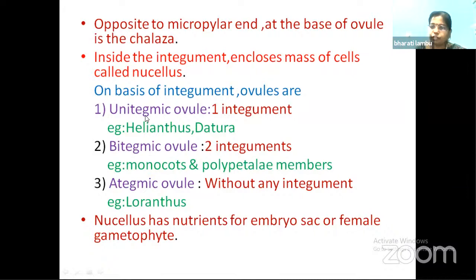What is the function of integument? It will protect the growing embryo sac present in the nucellus tissue. The nucellus will have nutrients for the embryo sac or the female gametophyte. Female gametophyte means it bears a female gamete. What is the female gamete? It is nothing but the egg. So, female gametophyte is nothing but the embryo sac. Inside the embryo sac, it bears the female gamete or the egg. So, while seeing the structure of embryo sac, we will study about the egg also.